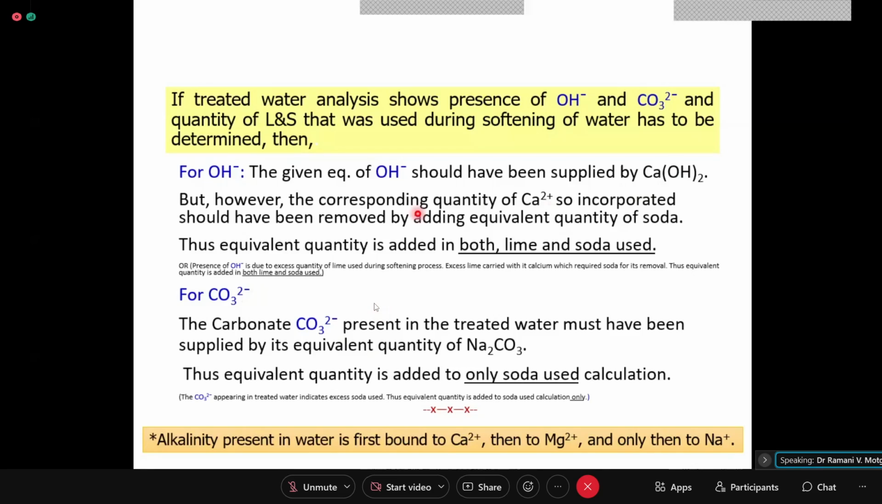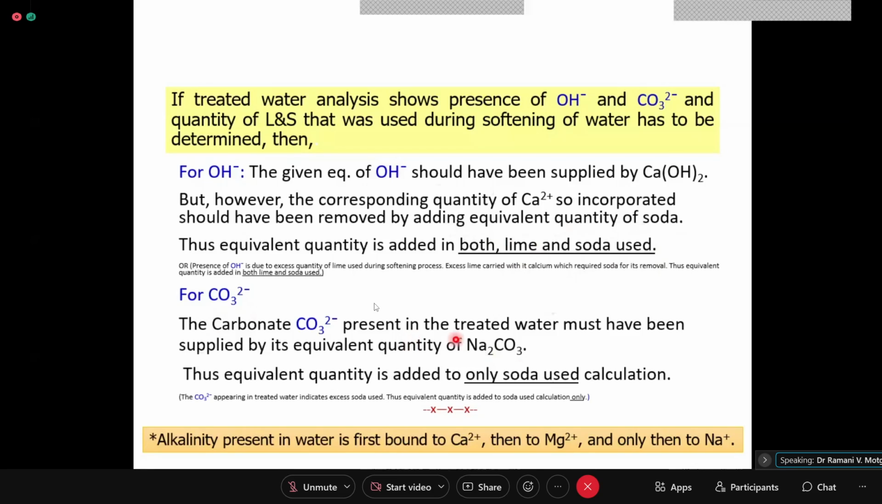That means if hydroxide is shown in the treated water, you have to consider lime added in excess, as well as that much quantity which should be considered in soda requirement, because soda will remove this calcium. Thus the equivalent quantity is added in both lime and soda used, hydroxide that was used. So we are calculating the lime and soda that was used, so that this calcium would have been removed by the soda. That is why equivalents of hydroxide are added in lime as well as soda.